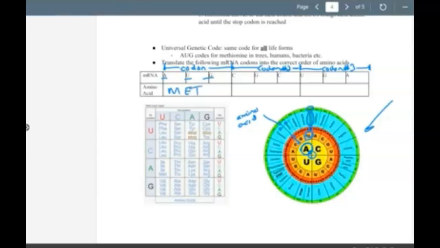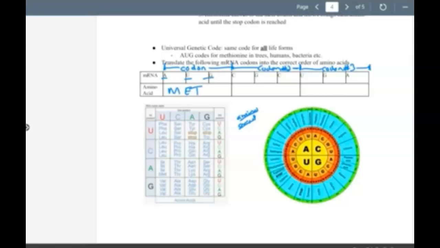What this word? Amino acid, sorry. I abbreviated it AA. Amino acid. You see how I did that? AUG, first word, first letter A, second letter U, third letter G. That meant it was this amino acid, but I didn't want to write the whole word out, so I put MET. Okay? Let's do the next one.